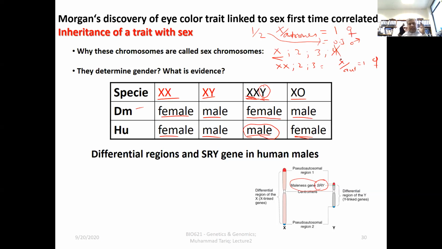So you see the discovery nearly 100 years ago. They told us that sex determination is due to these heteromorphic pairs of chromosomes, which are X and Y. And there are genes which reside on these chromosomes, and they show sex-linked inheritance.